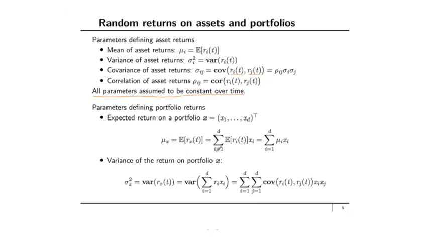By using linearity of expectations, we end up getting that this is nothing but the expected return on each of the assets times the fraction invested in that asset, xi. So it's just mu i times xi summed from i going from 1 through d. The variance of the return, again just by the expression, is the variance of the sum of Ri times xi. And if you expand it out, it becomes the sum of the covariance of Ri and Rj times xi xj.